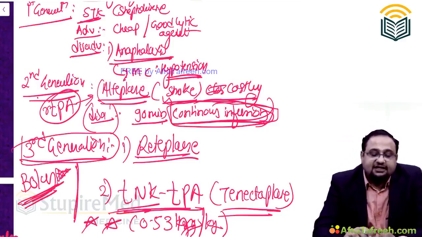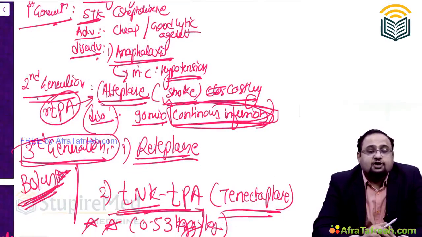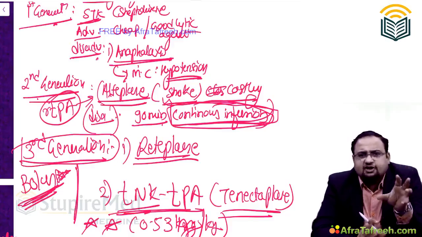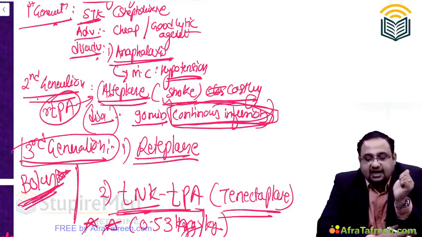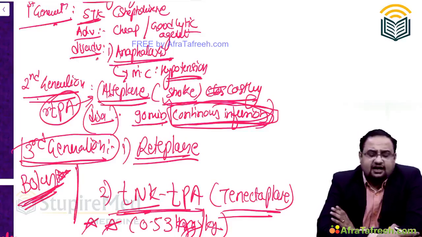Again I repeat, the disadvantage of the first generation was that it causes anaphylaxis, and that is the reason the second generation came into the market. It was developed from human recombinant genes, and that is the reason anaphylaxis was not seen or least seen. But the disadvantage of the second generation was that it has to be given as a continuous infusion over 90 minutes, and that is the reason it is no more used.